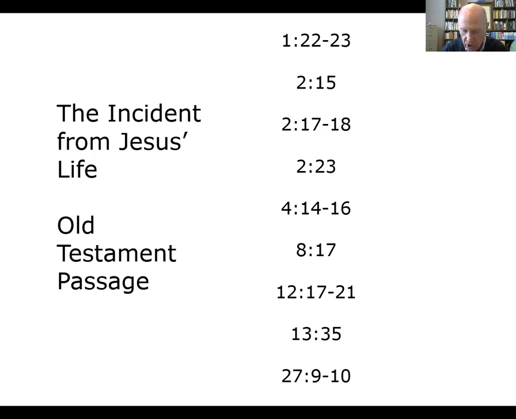The next passage deals with Jesus dwelling in Nazareth, and Isaiah is quoted by Matthew. There he made his home in a town called Nazareth, so that what had been spoken through the prophets might be fulfilled. He will be called a Nazarene.